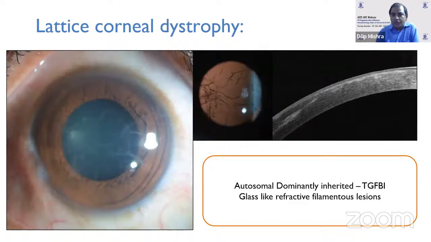Now lattice corneal dystrophy. You can see in this clinical image there are many refractile lines or lattice lines or filament-like structures.